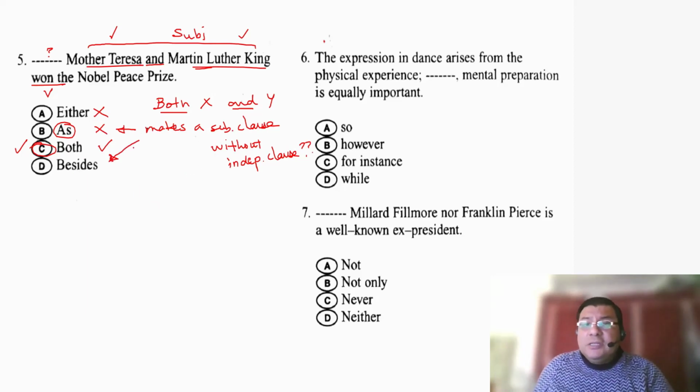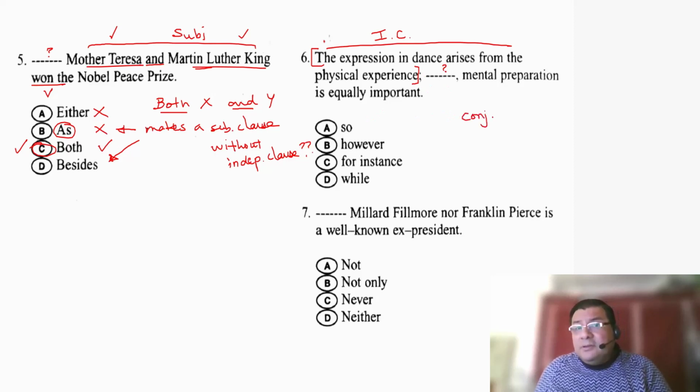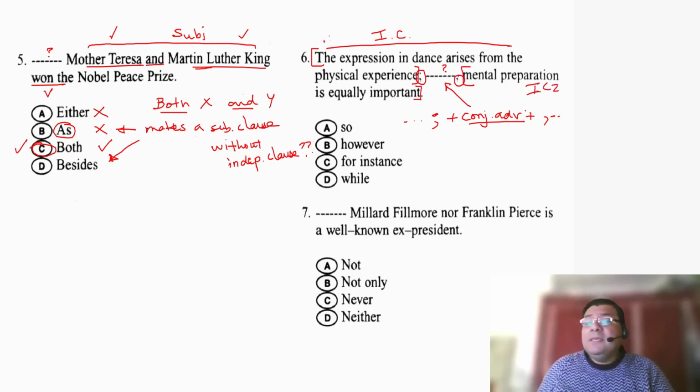Number 6, the expression in dance arises from the physical experience. So we have here what looks like an independent clause finished with a semicolon, then says blank. Mental preparation is equally important. Now, the syntax of conjunctive adverbs, which go after a semicolon and before a comma, we are kind of expecting a conjunctive adverb here. And mental preparation is equally important would be an independent clause too, right? So the two independent clauses can be put together by means of a conjunctive adverb or an adverb transition. So it's not such a construction.